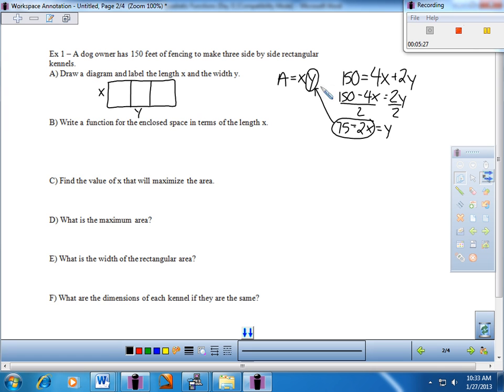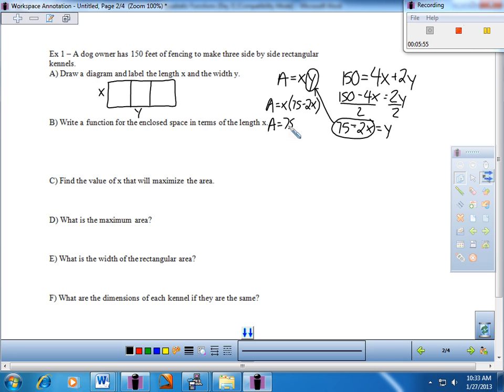And so now we can start to see that that area is equal to x, not times y, but x times the 75 minus 2x. Hope everyone is clear on that particular piece. Now what we're going to do, of course, is distribute that in. And when I distribute that in, I have area in terms of this.